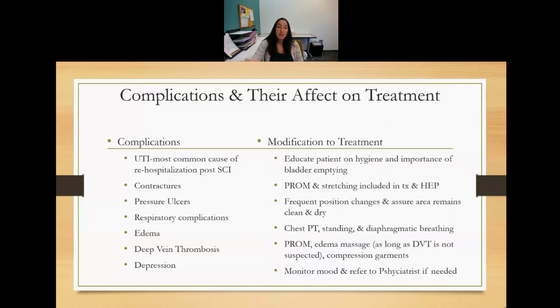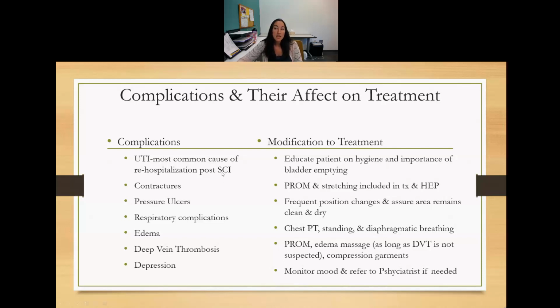Some of the complications and how they affect treatment. UTI is actually one of the most common causes for people with spinal cord injury to be rehospitalized. So educating the patient on proper hygiene and on the importance of emptying the bladder frequently and fully. How to use a Foley catheter. Of course, that could fall on the nursing staff and other staff rather than us, but just the signs of a UTI, all that we can still educate the patient on.